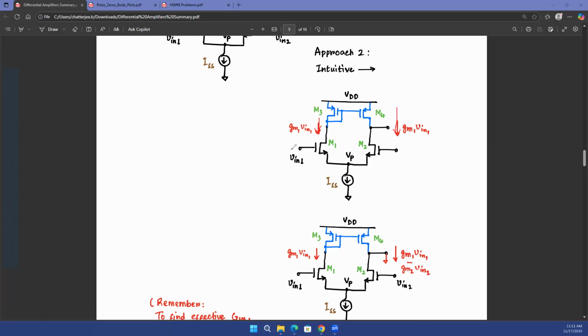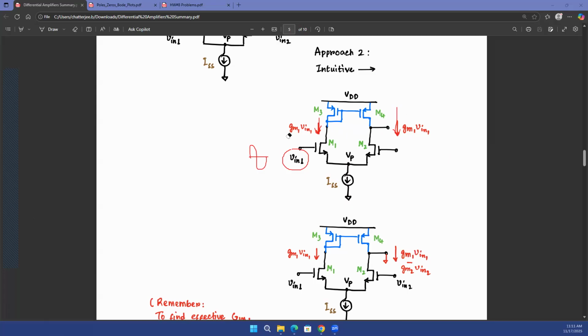Now, if you are considering only Vin1 for a differential amplifier, of course, you'll have Vin1 and Vin2 as well. But for a moment, let's just say that we have only Vin1. So we're using the superposition principle, right? We're considering only Vin1 first, and then we'll consider Vin2 later.